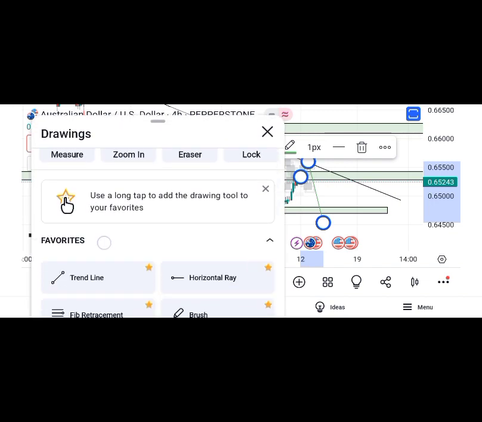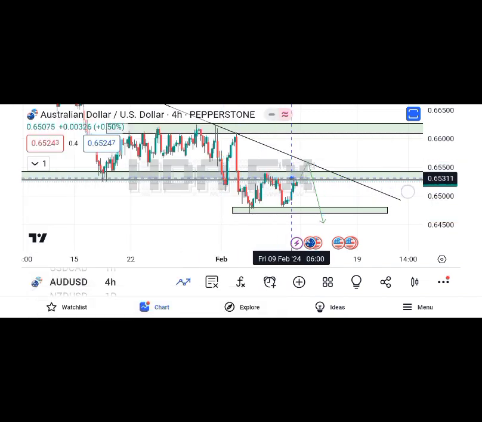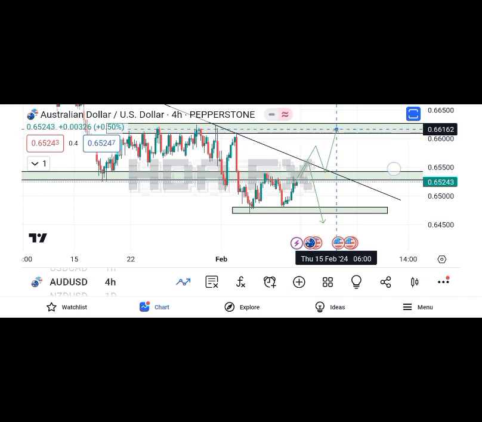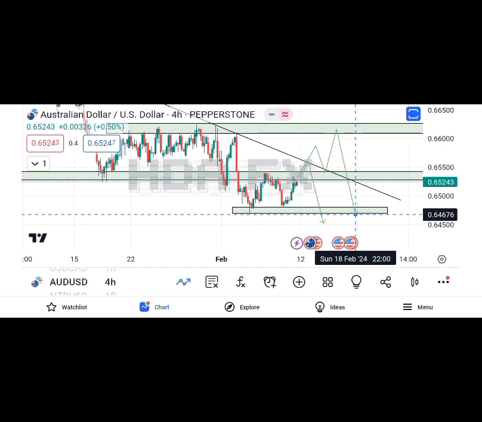Or if price breaks this trend line here, we can wait for a retest on this trend line or this key zone here. Then we buy up to this point here. Then when price gets to this key zone here, we can look for selling confirming candles on the 1 hour time frame and sell AUD USD. So this is my simple analysis for AUD USD for this coming week.